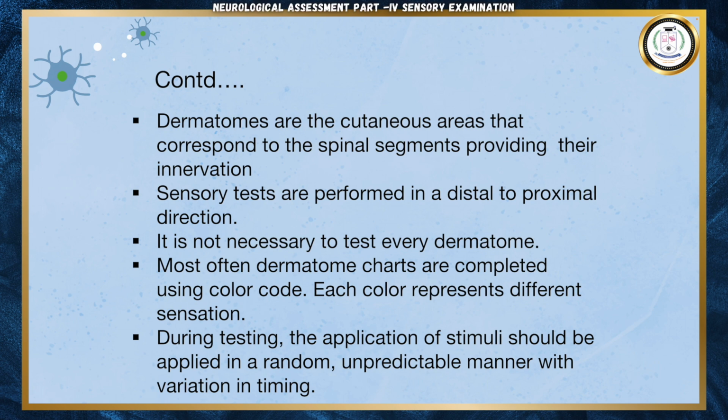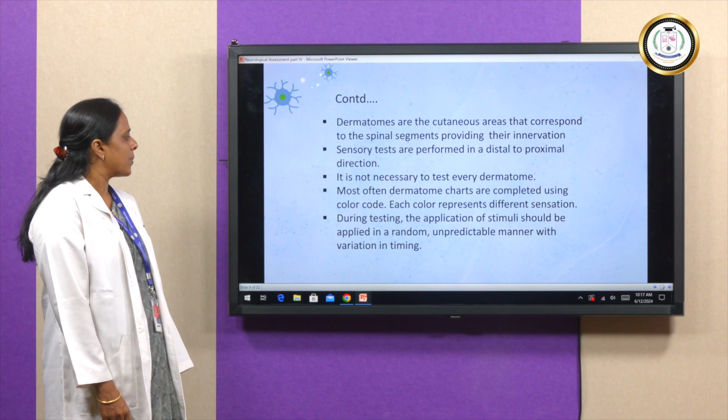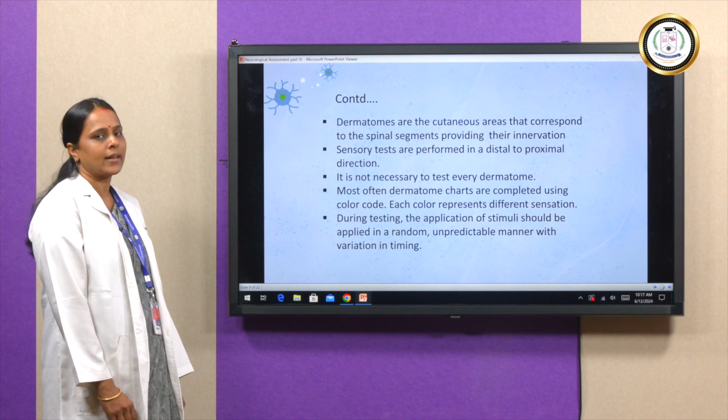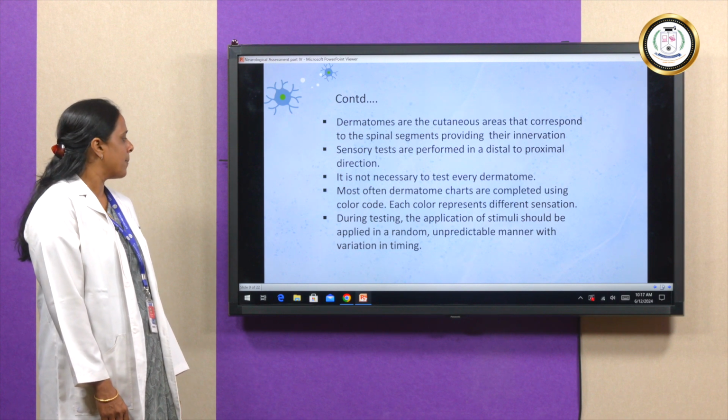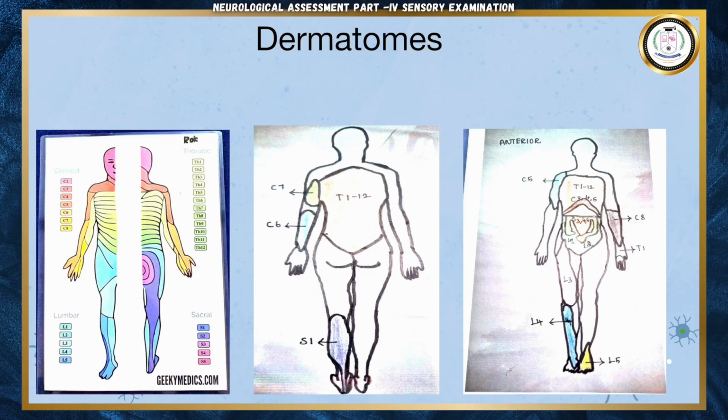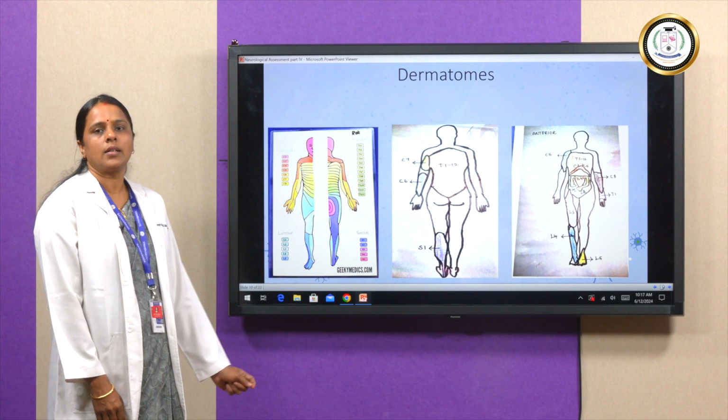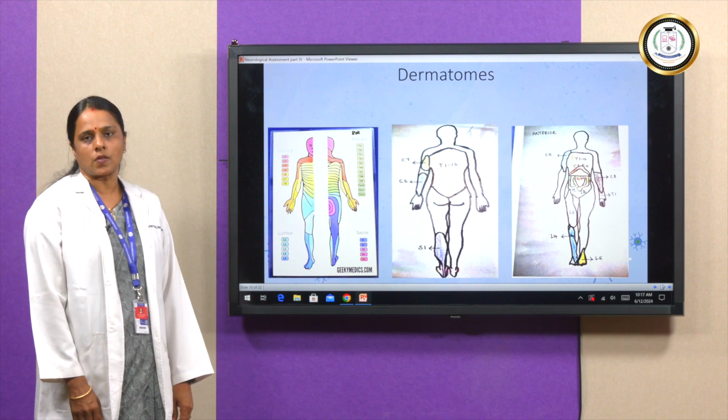Each color represents a different sensation. During testing, the stimulus should be applied in a random, unpredictable manner. Now this is the dermatomal chart which is being presented, and the patient's sensory examination is being done and marked in the chart according to the patient's response.